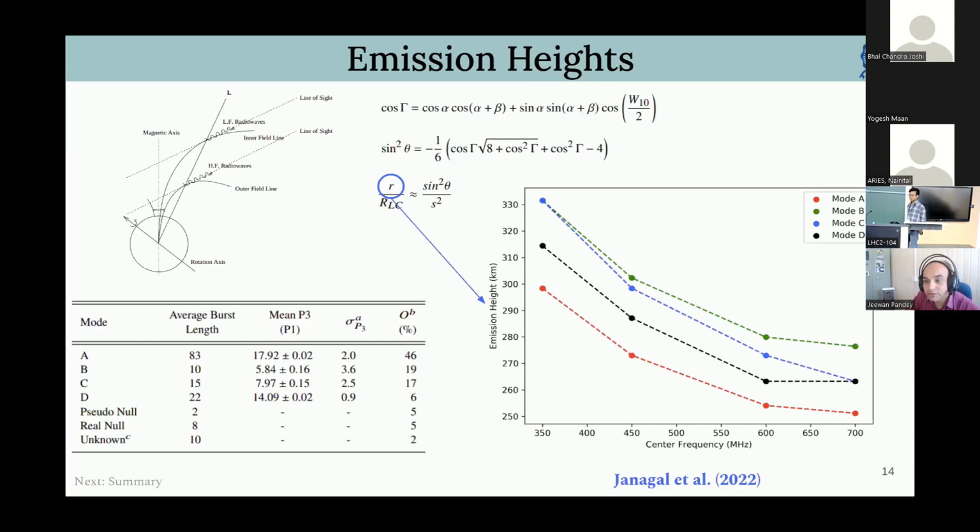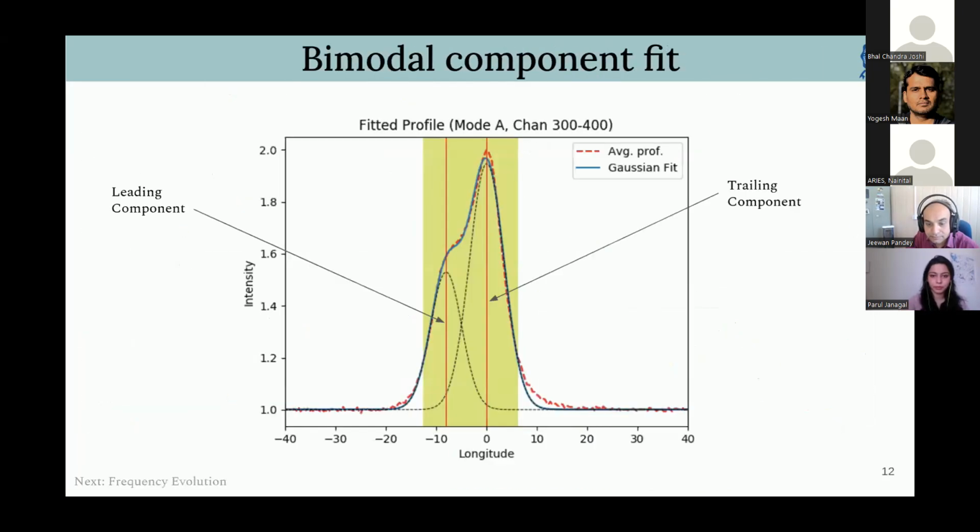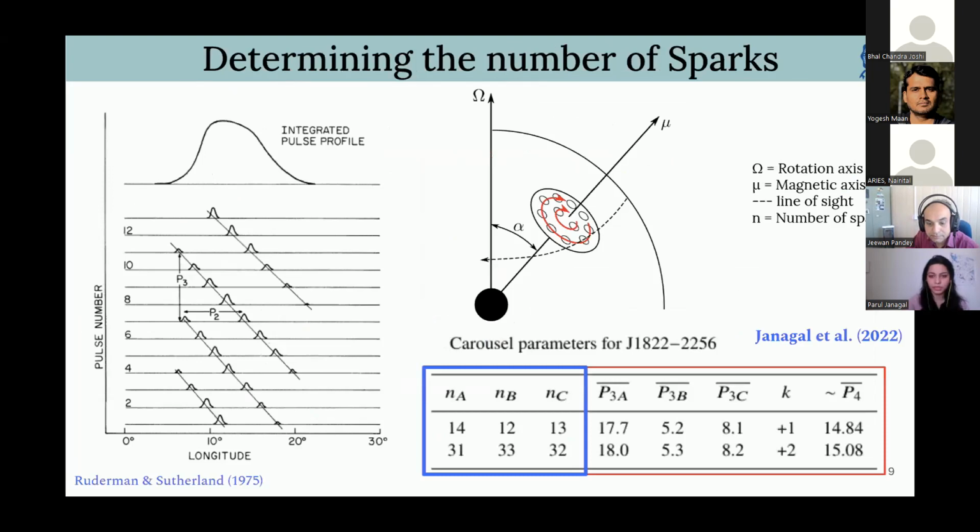Can you unmute yourself? Thanks, Parul. Very nicely presented work. Thank you, sir. You mentioned that the number of sparks seems to be correlated with the emission heights. So how do you interpret it? The number of sparks are somehow decided by the plasma processes at the polar cap, but the emission is much farther away from the star.